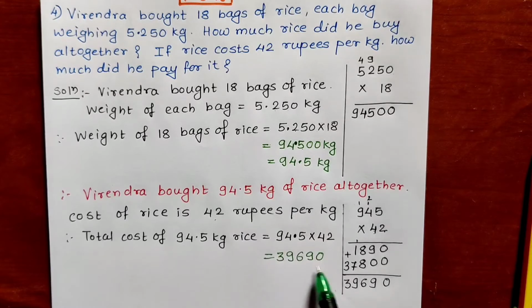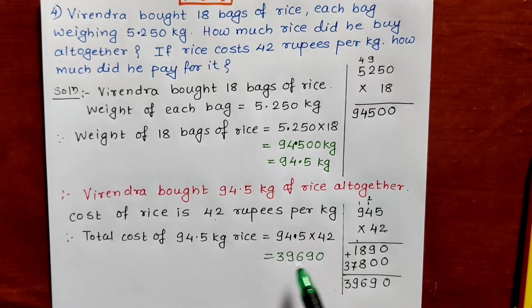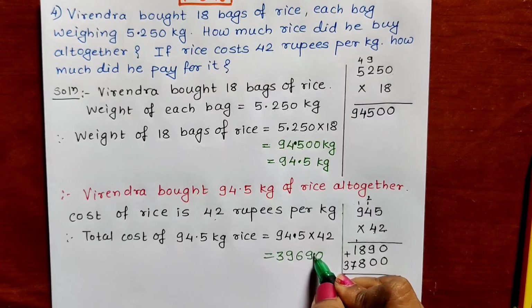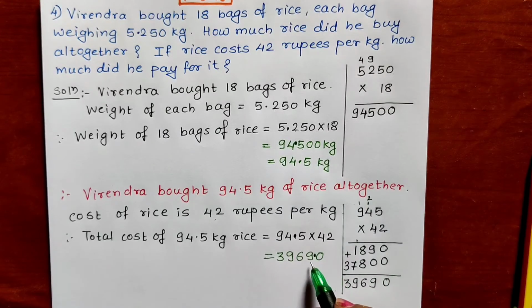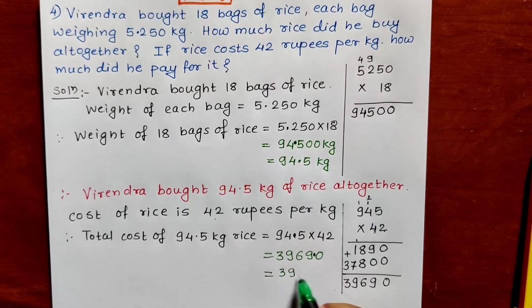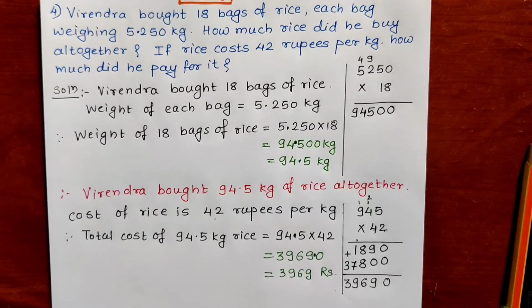Now while writing this answer we have to put the decimal point. In this number after the decimal point one digit is there. In 42 there is no decimal point. So in the answer also we have to see that the point should come in such a place that there should be only one digit after the decimal point on the right hand side. So I have to put my point here. After the point 0 is there, and 0 doesn't have any value after the point. So we have to write it as 3969 rupees. Okay.